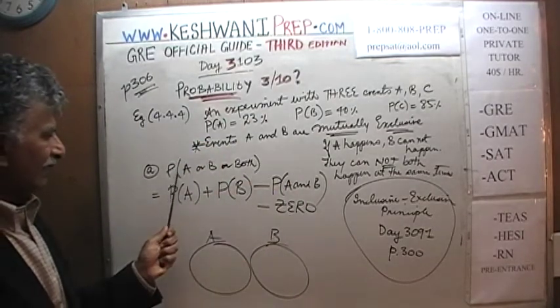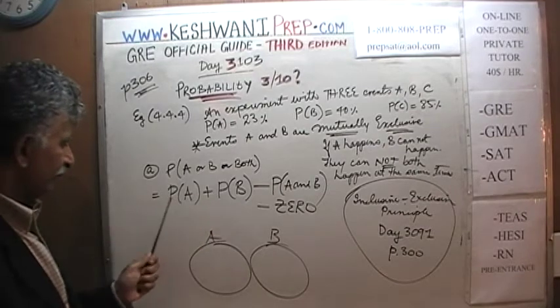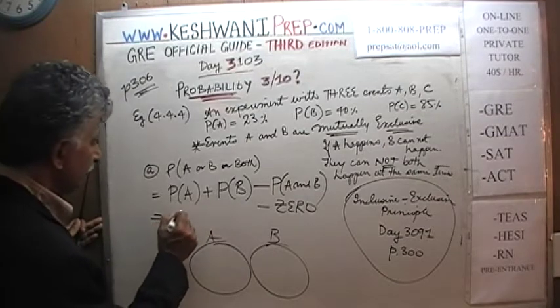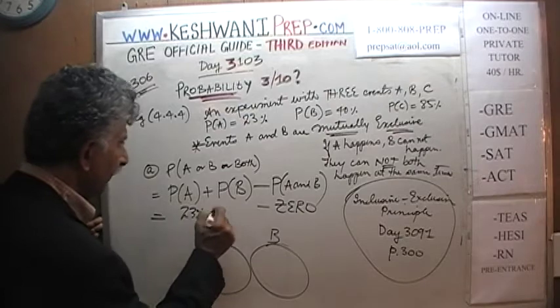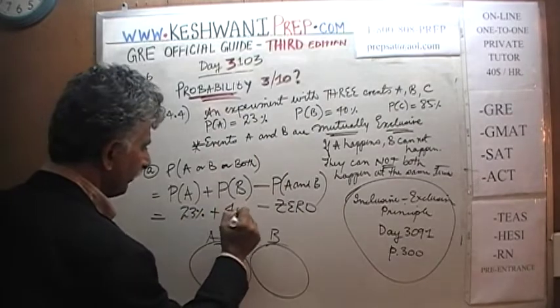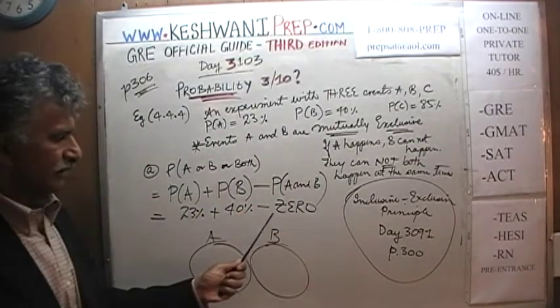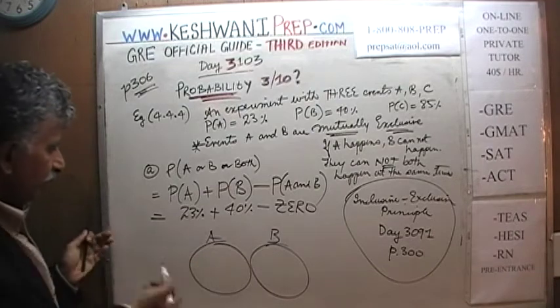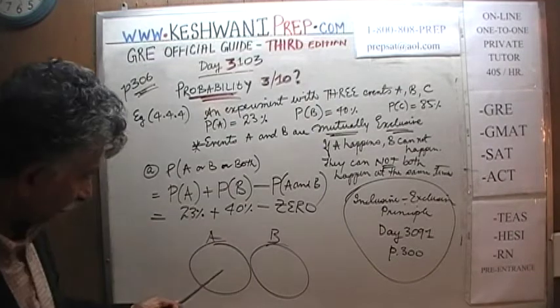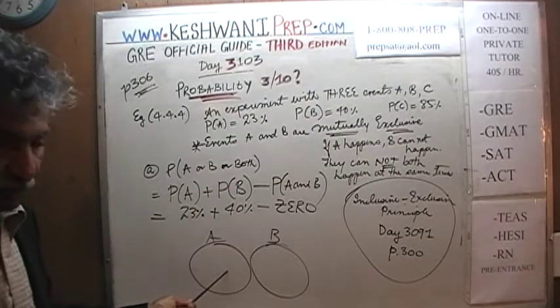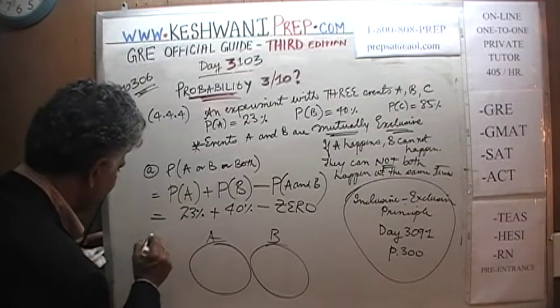Therefore, the odds that A or B or both happen is simply the odds of A happening, which we were told is 23%, plus the odds of B happening, which we are told is 40%, minus the odds that they will both happen, which in this case is zero. And therefore, in this problem, because we're dealing with disjoint sets here, the answer simply is 63%.